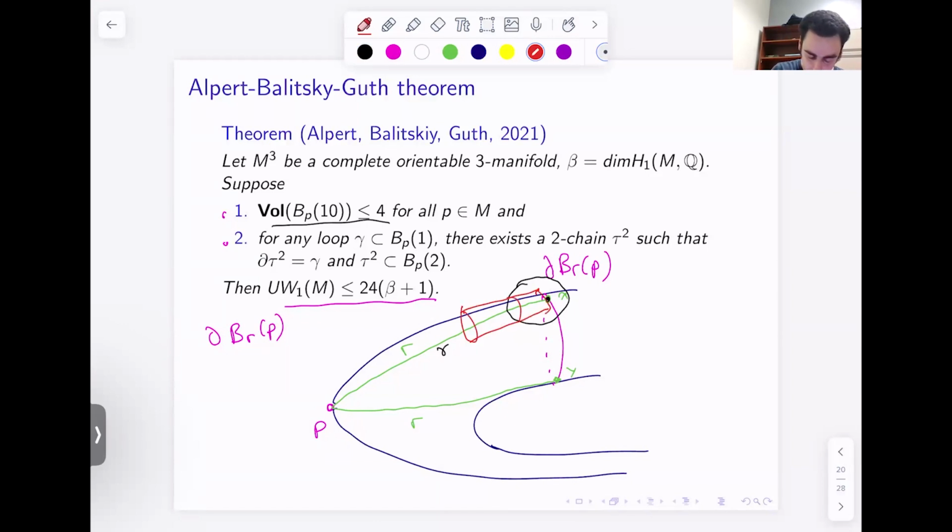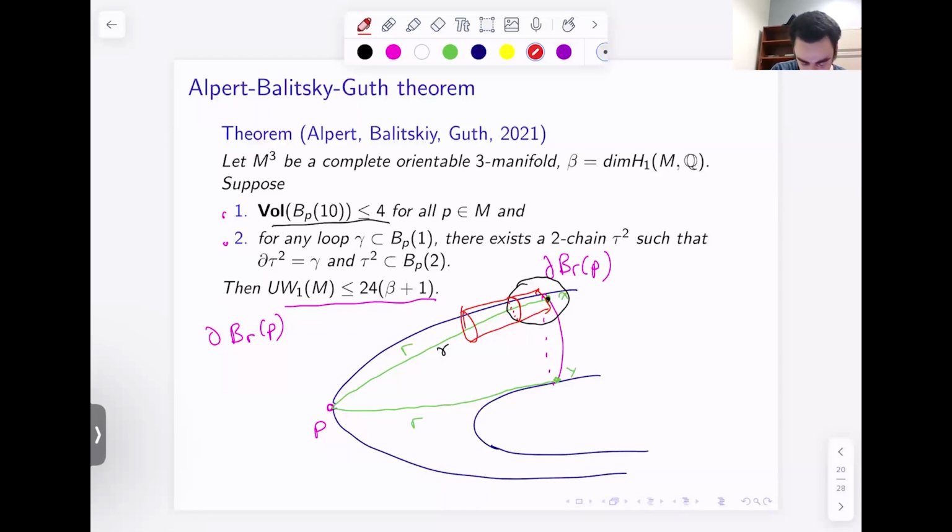And we will end up with some one-dimensional object. It could have several connected components, but let me just draw it as just one curve here. And one can show that it will be a small curve of small length. In particular, it will lie in a ball of radius 1. It will have length less than 1. And by condition 2, it means that we can fill it in.